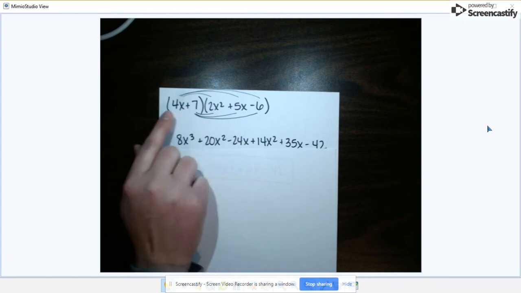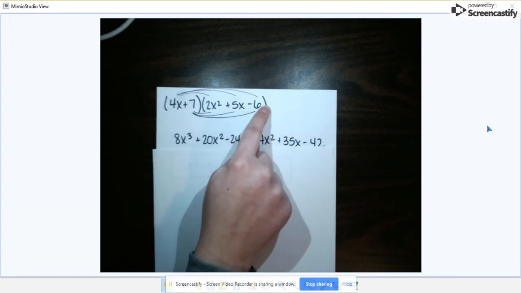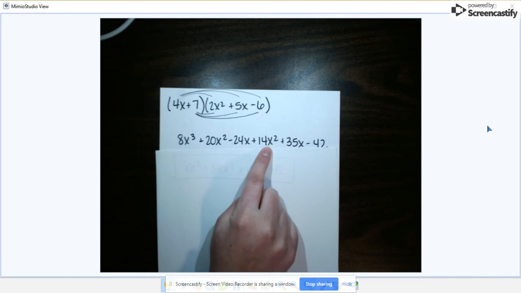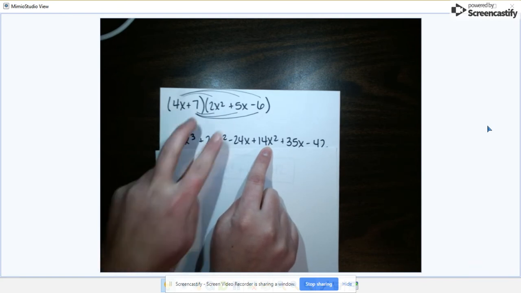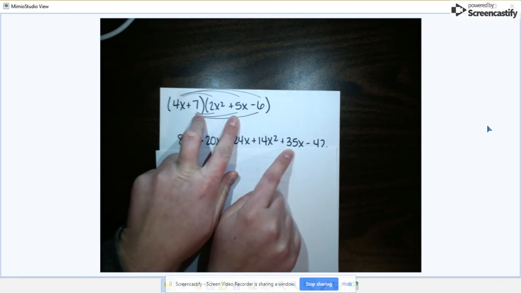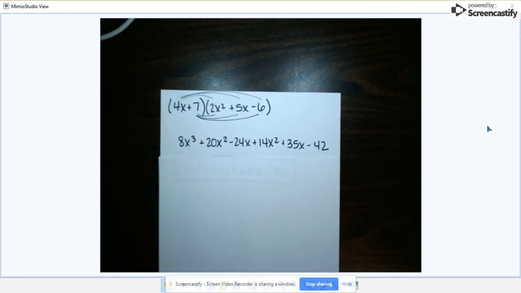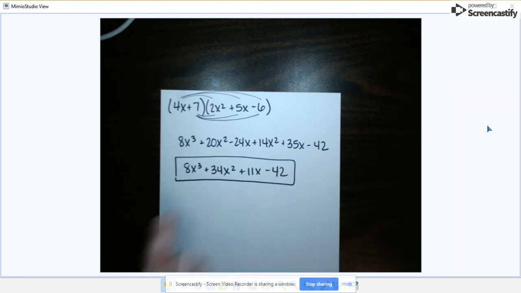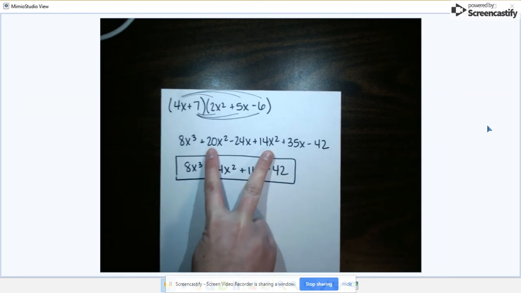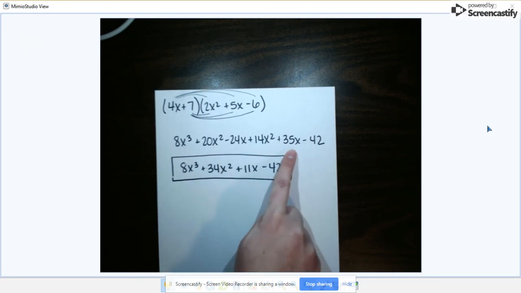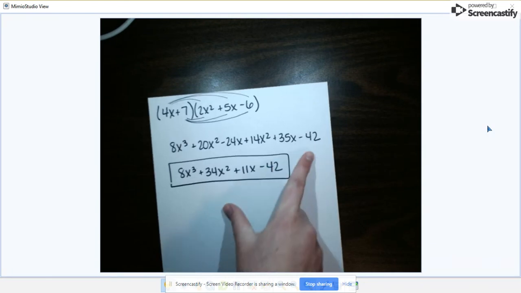Now we've done the 4x times all three pieces, so now we have to take the 7 times all three pieces. So 7 times 2x squared is where I get my 14x squared. 7 and 5x gives me 35x. And 7 and negative 6 gives me a negative 42. And again, now we just combine our like terms. So 8x cubed, our x squareds turn into 34x squared. Negative 24x plus 35x gives me 11x, and then my minus 42.